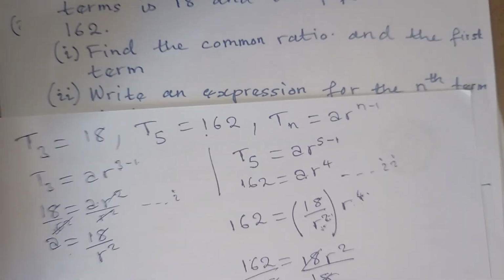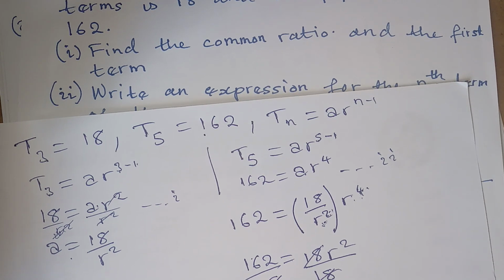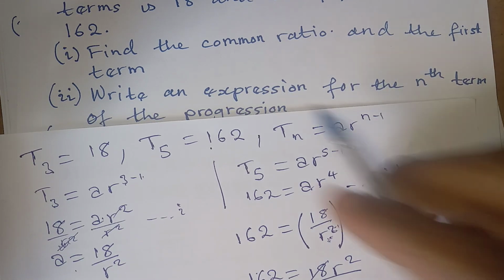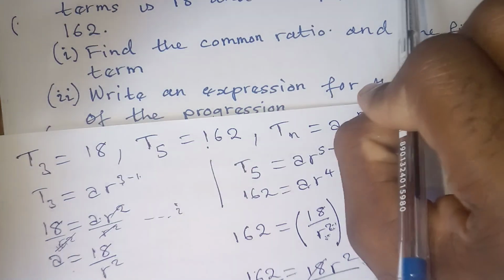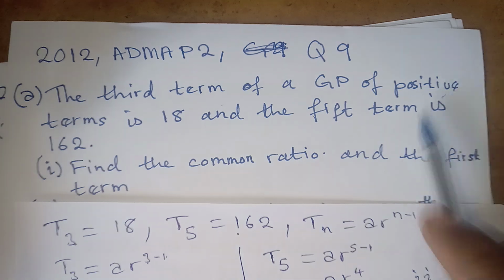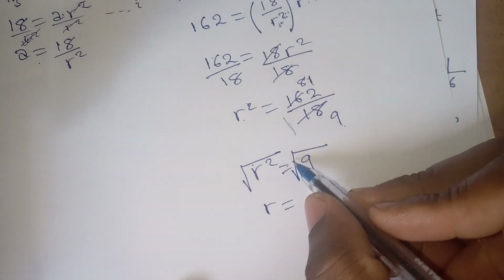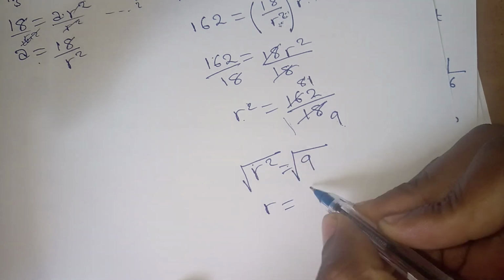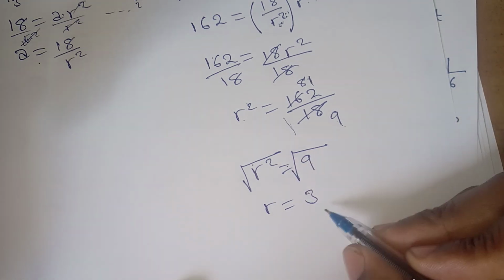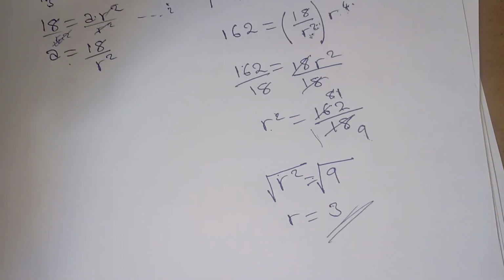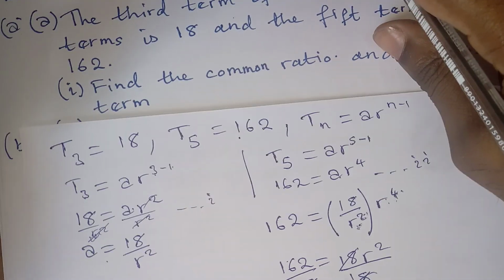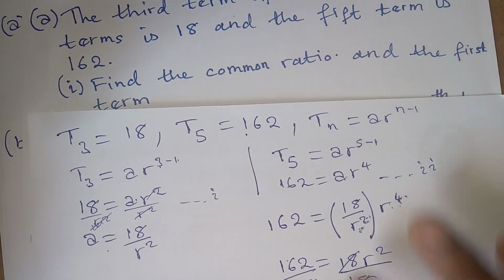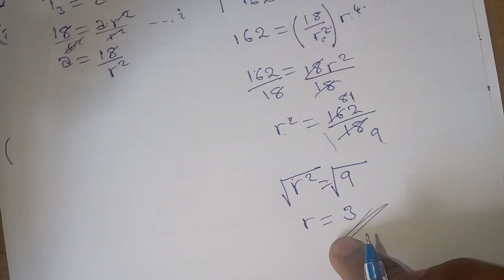Let me just read the question to see if r can be negative or positive. The third term of a GP of positive terms. So all the terms are positive. So that means you just get the positive square root here. No need to put plus or minus. So the square root of 9 is 3. And you have solved for r. And then remember, the question wants you to find a and r. So we have found our r, this is 3.